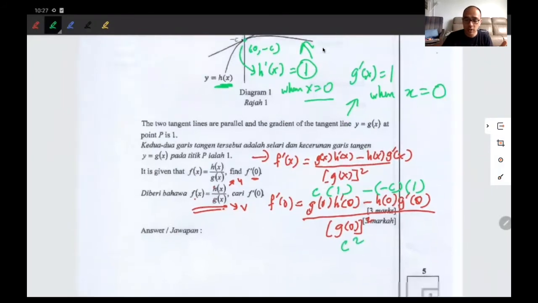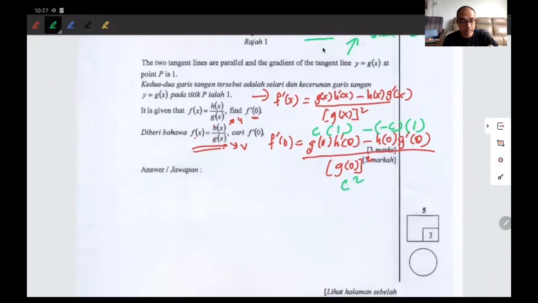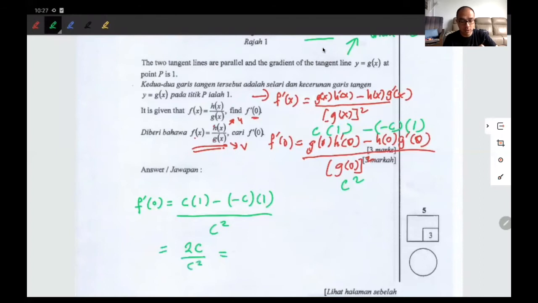So if I were to put this in, I will get f prime 0 is c times 1 minus negative c times 1 over c squared. And you will get this as 2c over c squared, and this will give us 2 over c, final answer.